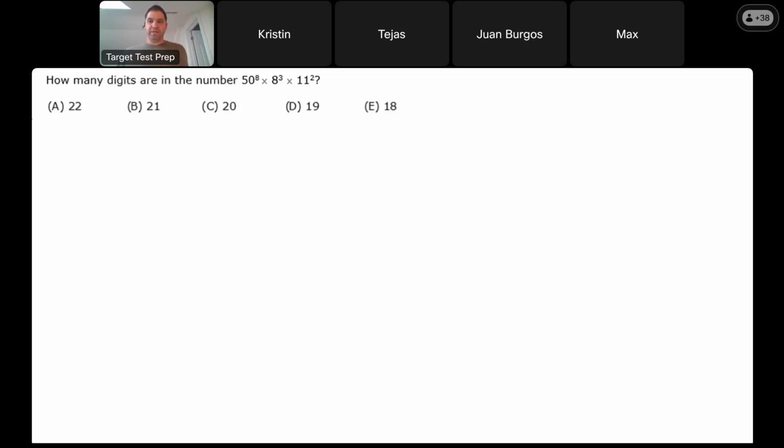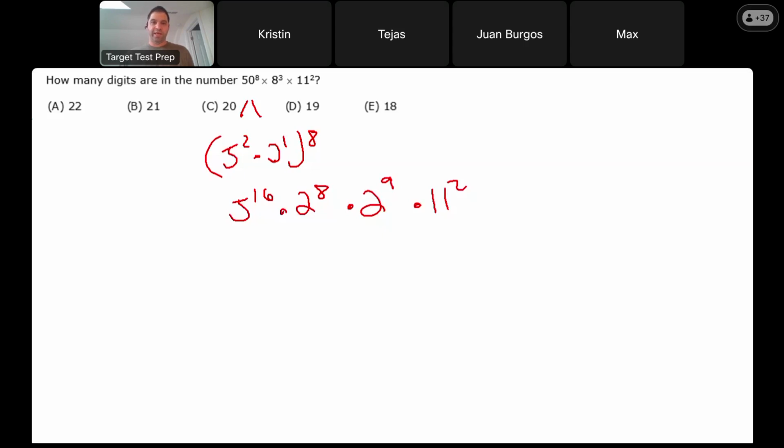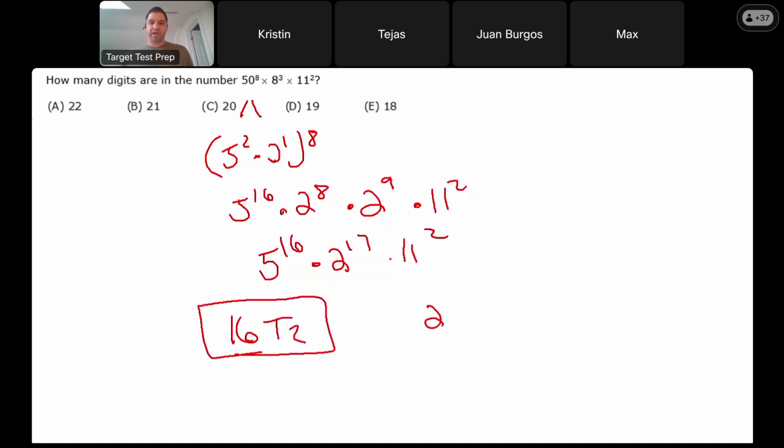All right, so yes, the explanation mentioned there is exactly it. First you tackle the trailing zeros. So you have 5 to the 2 times 2 to the 1 to the 8, 5 to the 16 times 2 to the 8, 8 to the 3 becomes 2 to the 9, 11 to the 2, of course, is just that. So then you have 2 to the 17. So yes, you have 16 trailing zeros to start. What's left over? 2 to the 1 times 11 to the 2. That's going to be 3 digits.